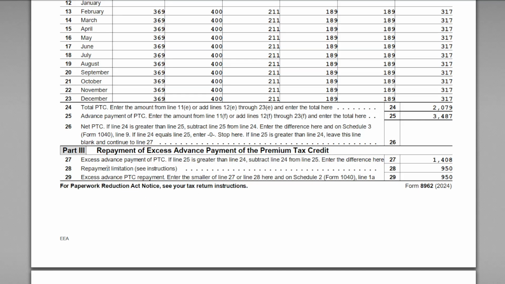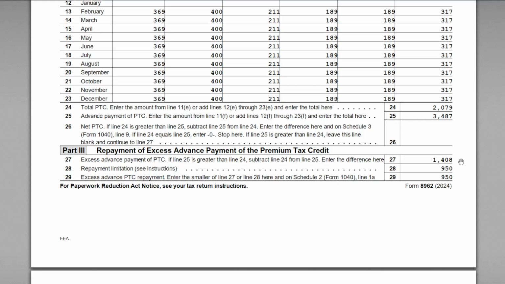So the excess advance payment of the PTC: if line 25 is greater than 24, subtract 24 from 25 and enter the difference here. So the difference for us is $1,408. The best way to think about this is that we basically received an advance payment each month that was in effect too much. So based on our income, our household size, and our filing status, we received too much advanced premium tax credit to cover our health insurance costs, so now we have to repay some, and the amount that we have to repay is $1,408.